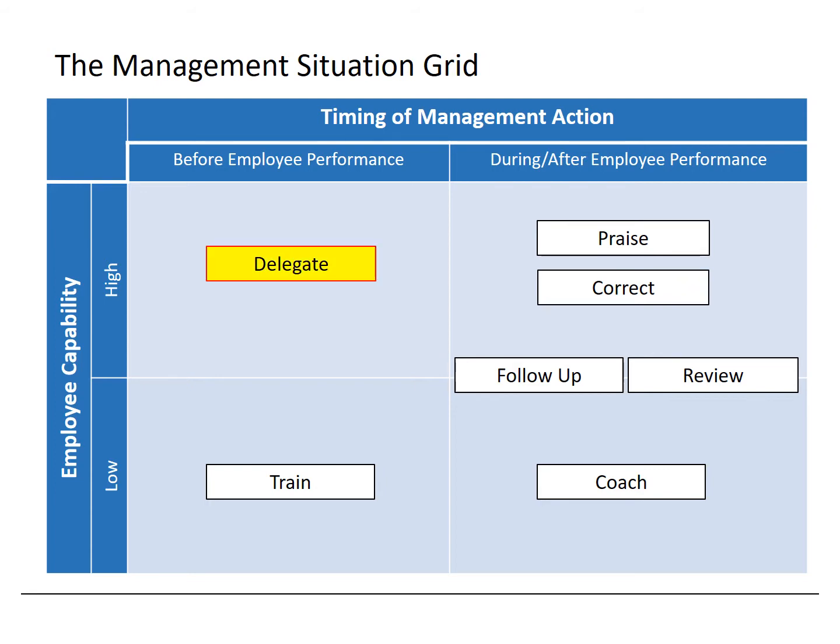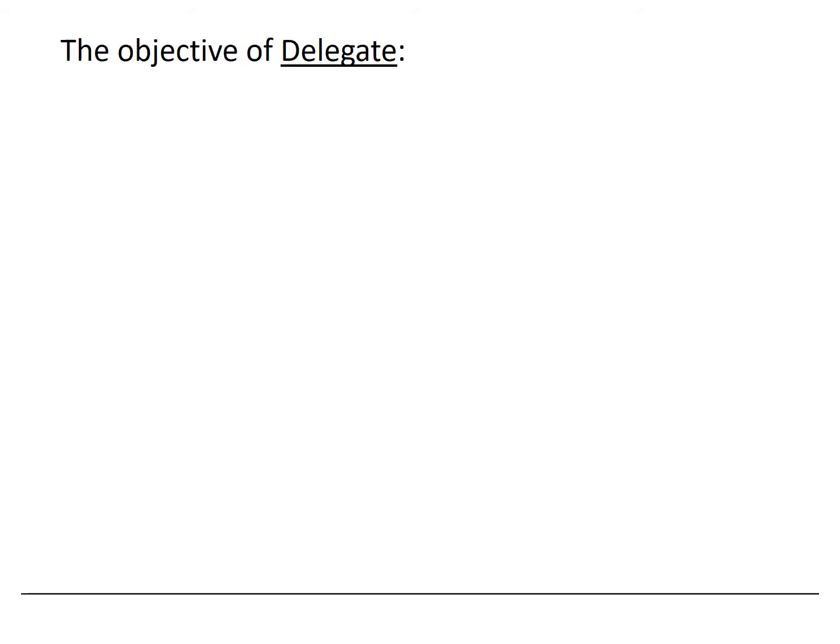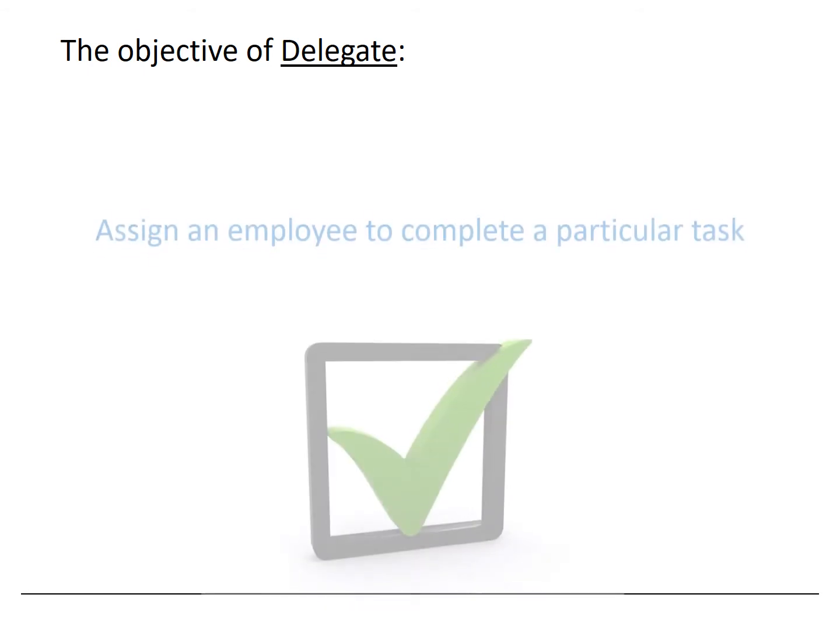This module is focused on the management behavior Delegate, which is in the top left quadrant of the Management Situation Grid. The object of Delegate is to assign an employee to complete a particular task. In other words, you have a task that must be completed and you want to delegate responsibility for the task to one of your employees.